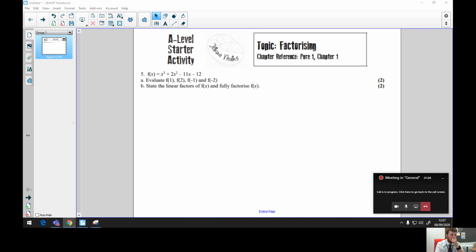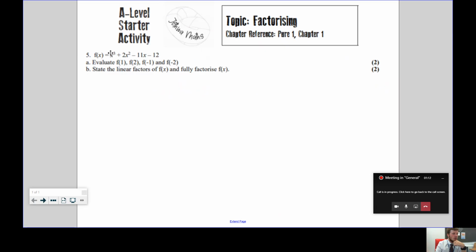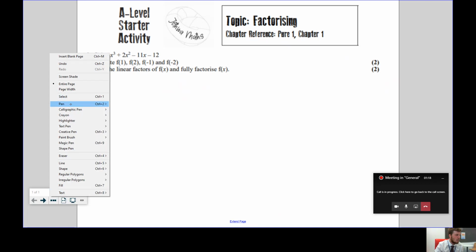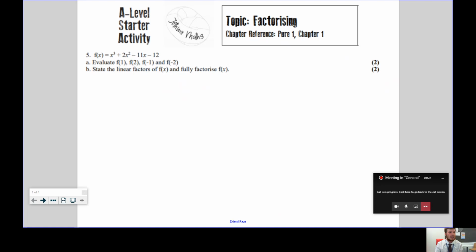So the first thing that this question is telling us is that we've got this function of x. Let me just make this full screen for us. We've got this function of x, which is x cubed plus 2x squared minus 11x minus 12. I'm going to use crayon. Lovely. And it says evaluate f of 1, f of 2, f of negative 1 and f of negative 2. Now there's 2 marks on offer in here, and all we're doing is substitution. So we're replacing this x here with a 1.